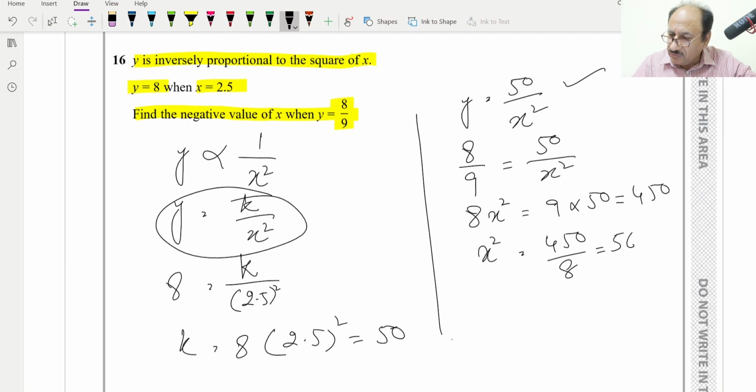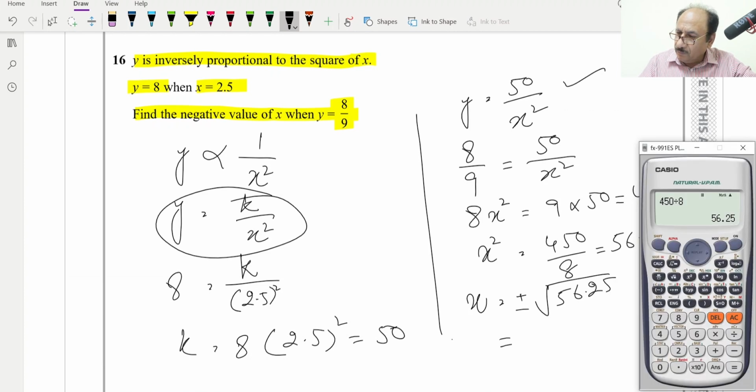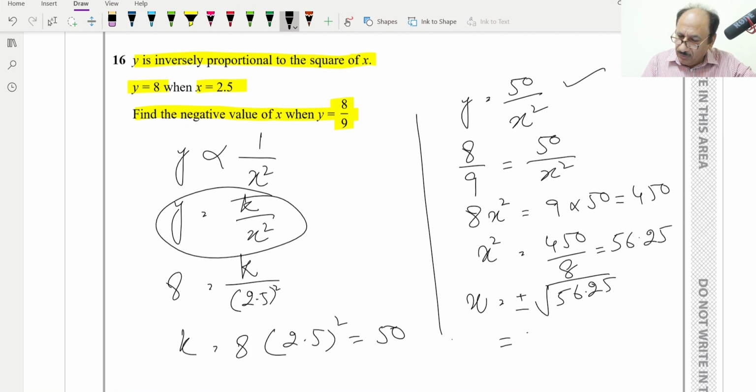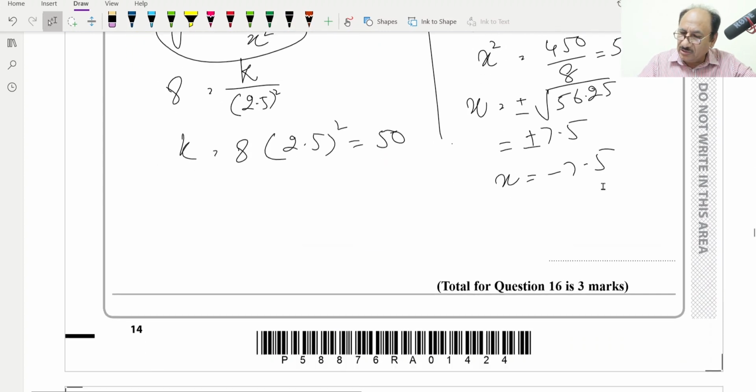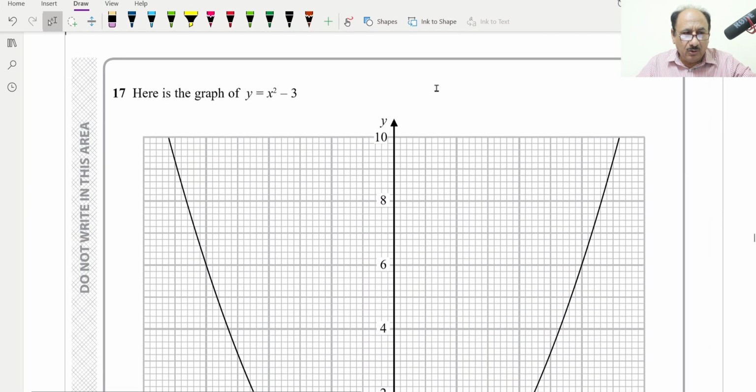450 divided by 8 is equal to 56.25, and x will be equal to plus or minus the square root of 56.25, which is 7.5. So plus or minus 7.5, but they are looking for the negative answer, so we write x is equal to minus 7.5, which is our final answer. Hopefully you got this. Now question number 17.